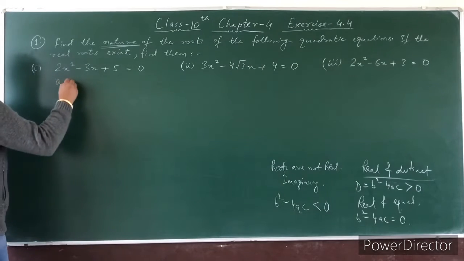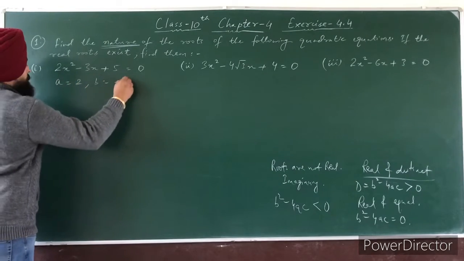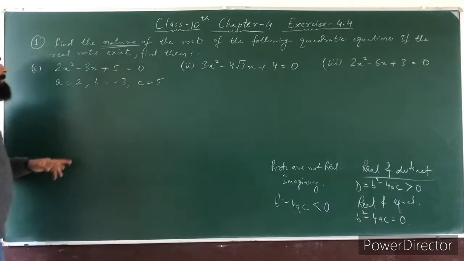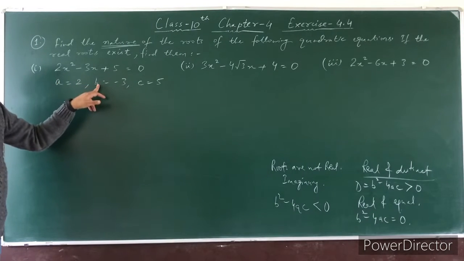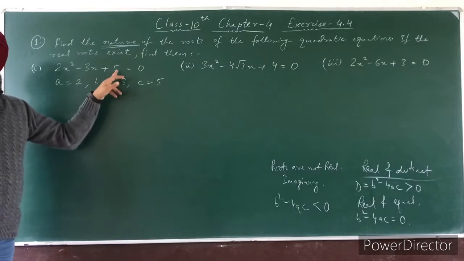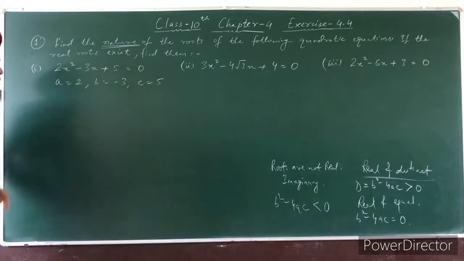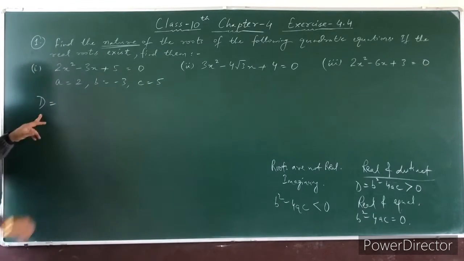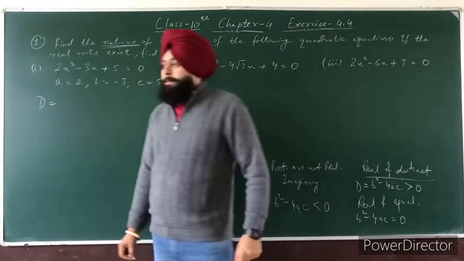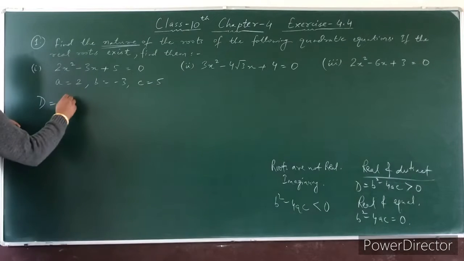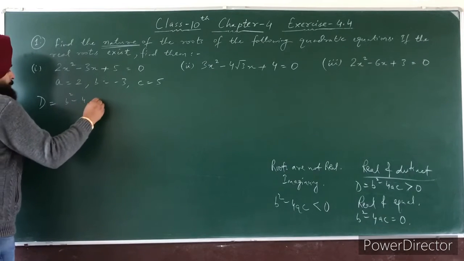So first compare here a, b and c. The value of a is what? A is coefficient of x square, which is 2, b is coefficient of x, which is minus 3, and c is the constant, which is 5. So first you will find the discriminant. Discriminant is what? It is b square minus 4ac.